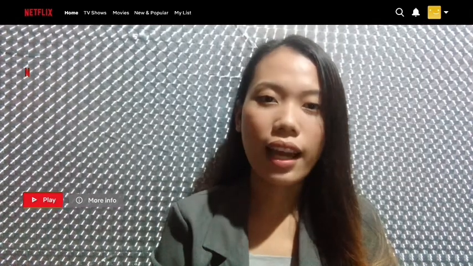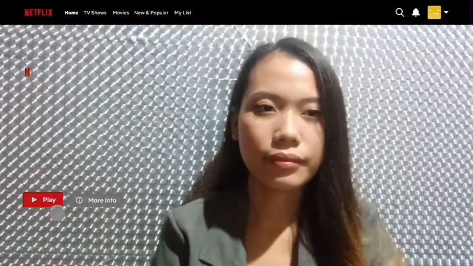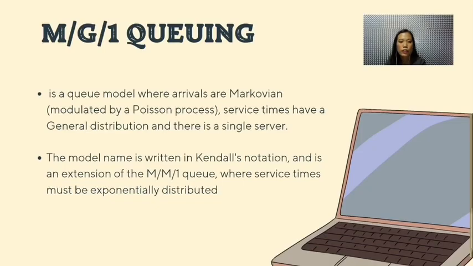So now let's discuss the M/G/1 queuing model. What is the M/G/1 queuing model? It is a queue model where arrivals are Markovian, modulated by a Poisson process. Service times have a general distribution and there is a single server.